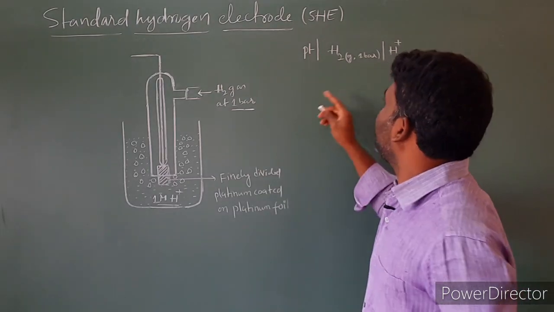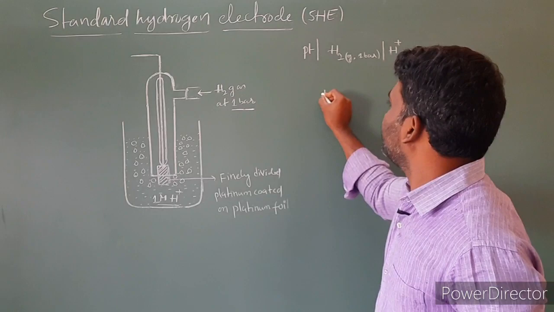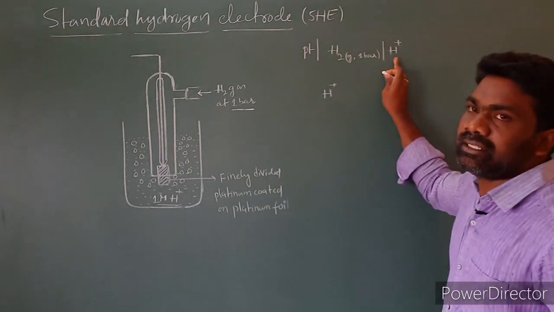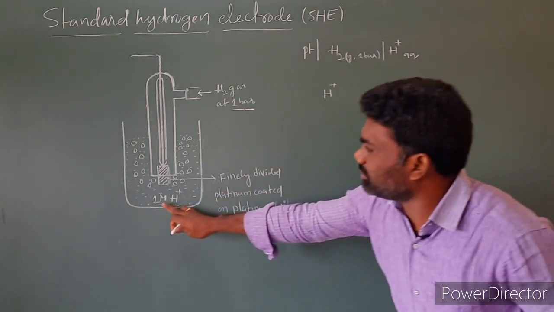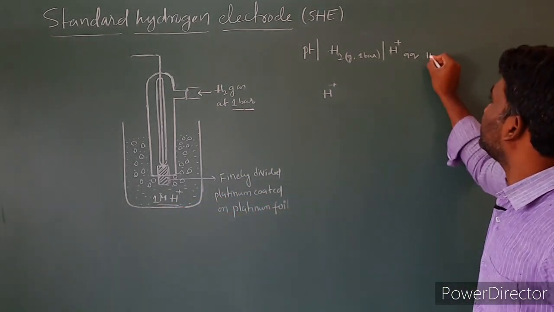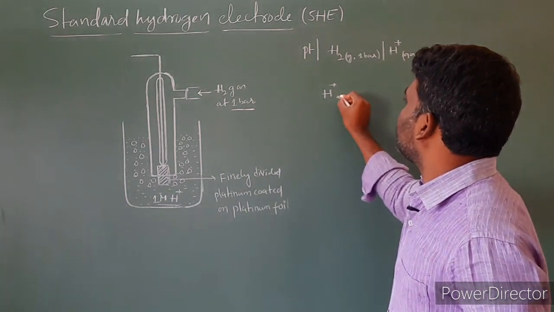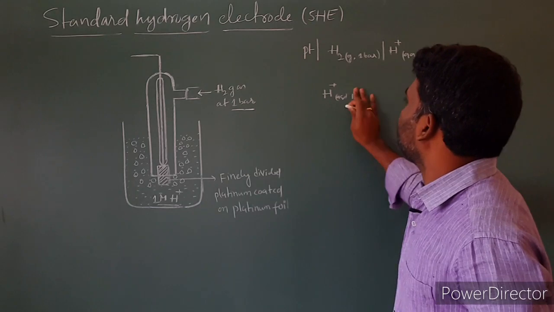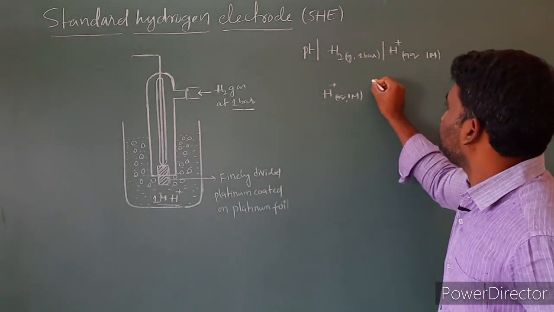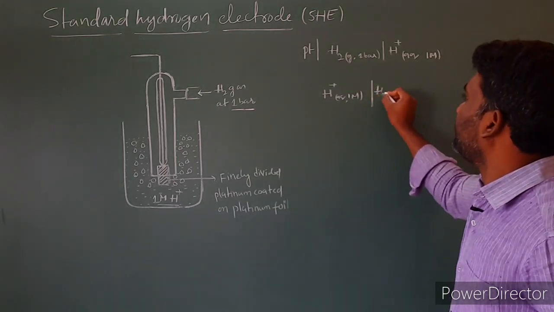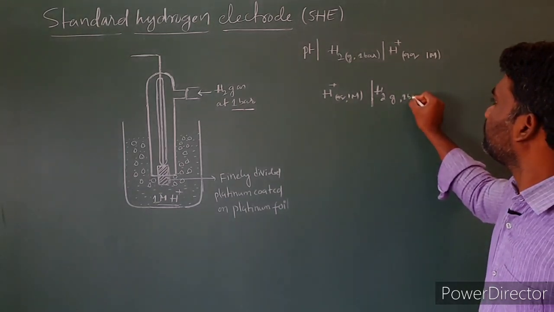In another way also we can represent the hydrogen electrode. I am taking the reverse equation; you can write the reverse equation. Then H plus, which is present in aqueous solution, and its concentration is 1 molar. Reverse equation you can write. This you can take as aqueous, 1 molar, followed by H2 gas, its pressure is 1 bar.